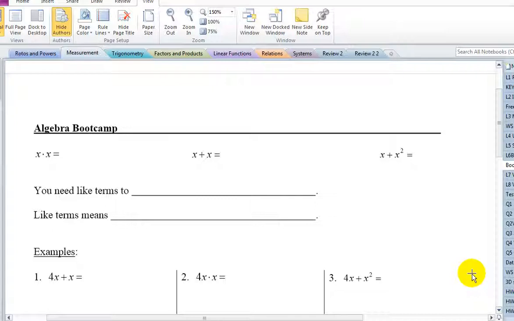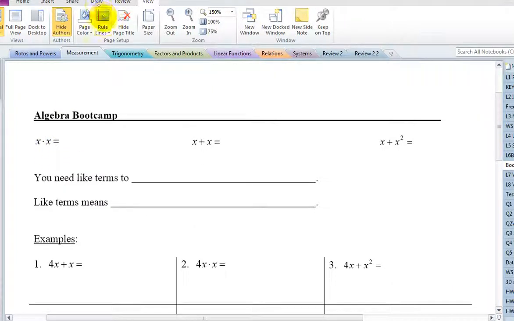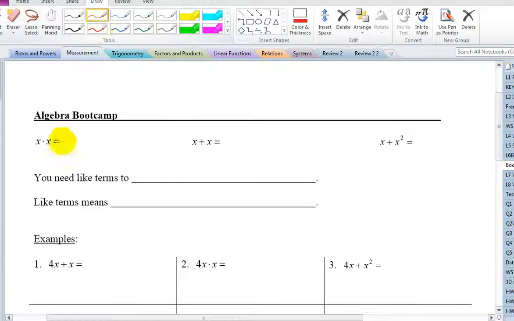x squared. So we just finished this whole unit on this, folks. When you're multiplying letters, you add the exponents. So 1 plus 1 equals x squared. Add your exponents. Let's go fill it out.